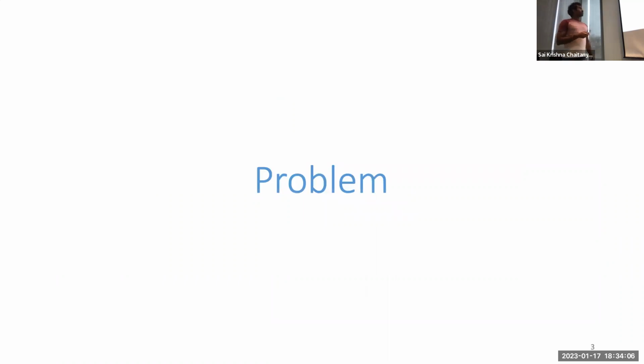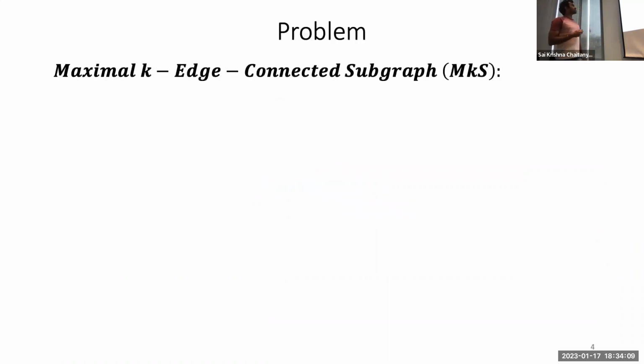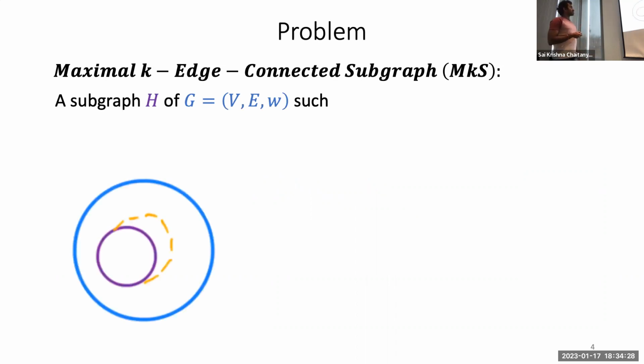Before we get to the problem, we need to know some definitions. So what is a maximal cage connected subgraph? I use MKS in short. It's a subgraph H of G, which is weighted with weight function W on its edge set, and we can assume integral weights without loss of generality, such that the graph H is cage connected. So this is the purple graph, a subgraph of this blue graph G, and this is cage connected.